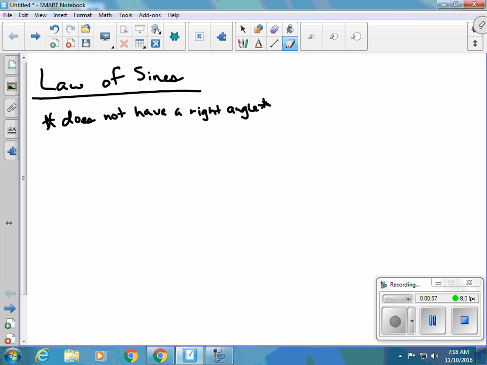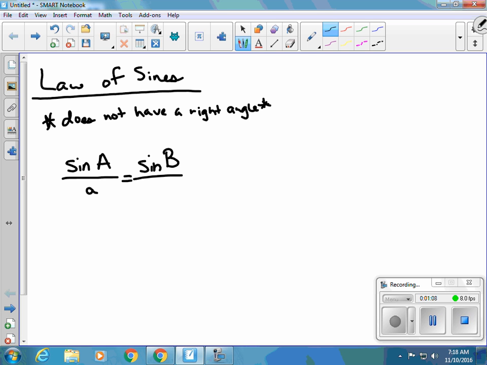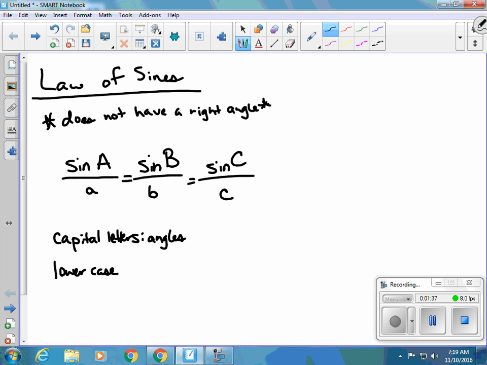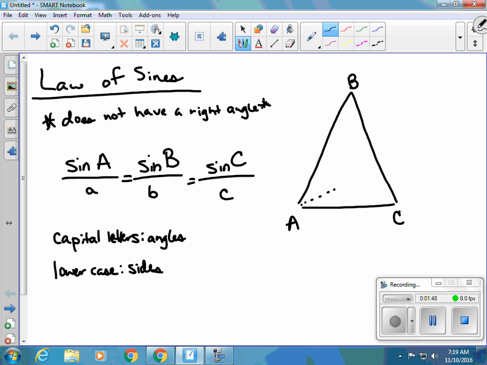Sorry. Before I can get to an example, I need to actually tell you what the law of sines is. The law of sines is the sine of angle A over little a equals the sine of angle B over side b, which equals the sine of C over little c, in which we know the capital letters are angles and the lowercase letters are sides. So if I were to draw a general triangle here, now remember the sides match up to the angles because they are opposites of the angle.